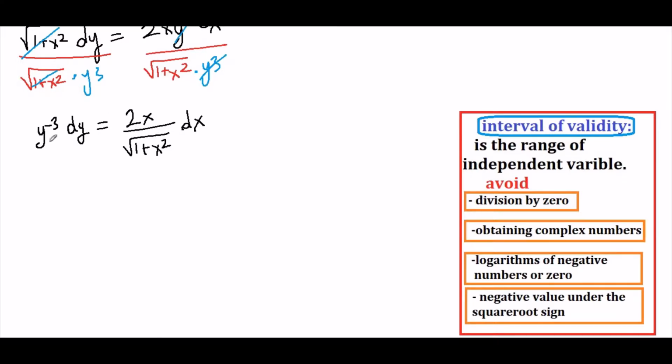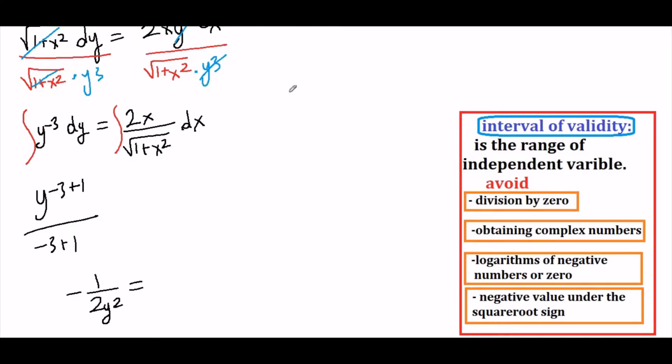We can start integrating. So the left hand side will be y to the negative third plus 1 over negative 3 plus 1, which is going to be negative 1 over 2y squared, equals the right hand side.